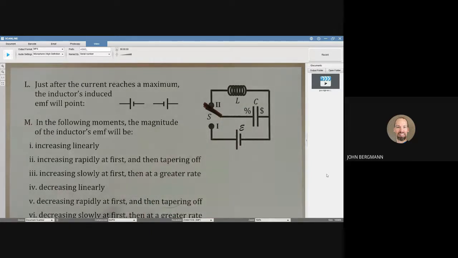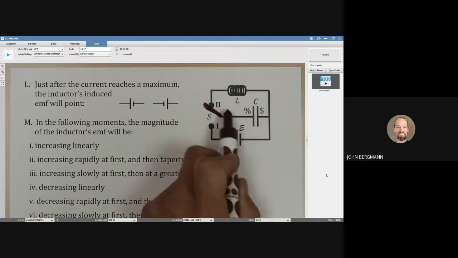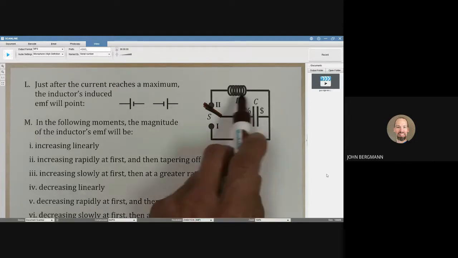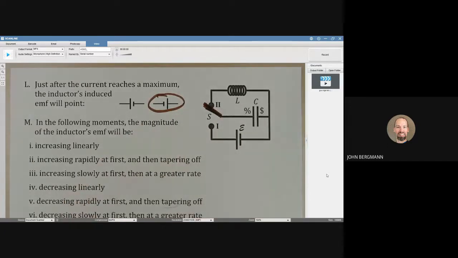Inductors are like that. They've been fighting the buildup of current this whole time. But now, when the capacitor plates, at that instant, they'll be uncharged. As soon as that current tries to taper off, now the inductor says, hey, I want that current like I had it before. Inductors are kind of finicky.